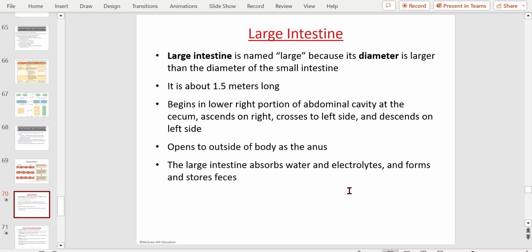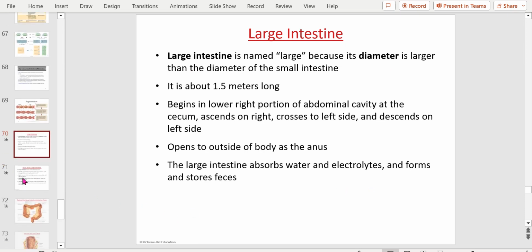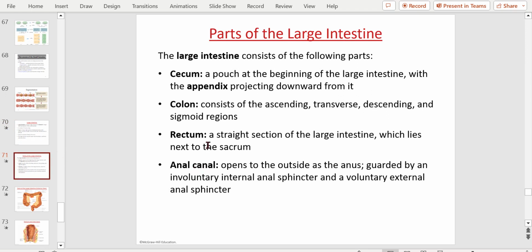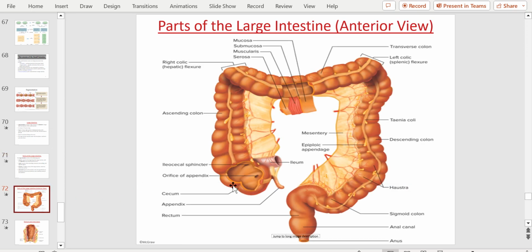The large intestine absorbs water and electrolytes and forms and stores feces. The cecum is a pouch at the beginning of the large intestine with the appendix projecting downward from it. The colon consists of the ascending, transverse, and descending parts. The rectum is a straight section of the large intestine which lies next to the sacrum. The anal canal opens to the outside at the anus, guarded by the involuntary internal anal sphincter and a voluntary external anal sphincter. And this is it right here.